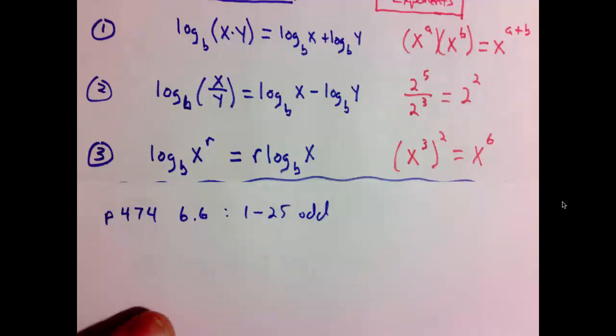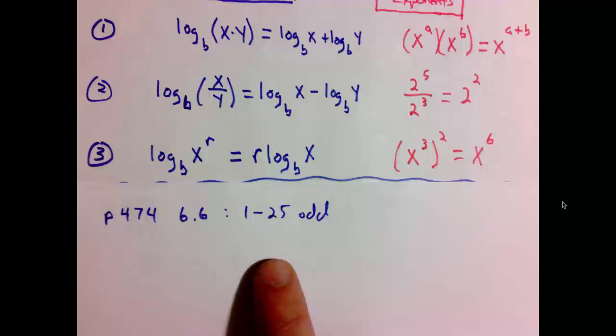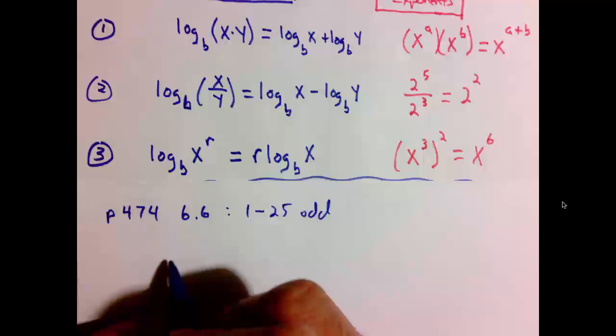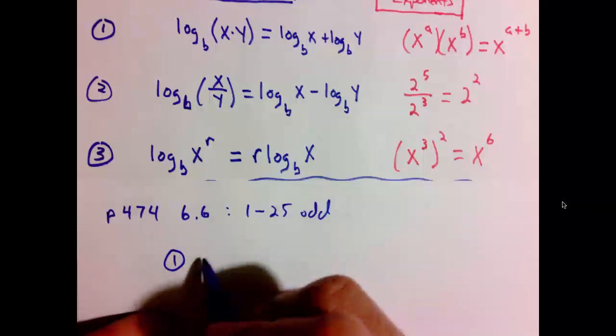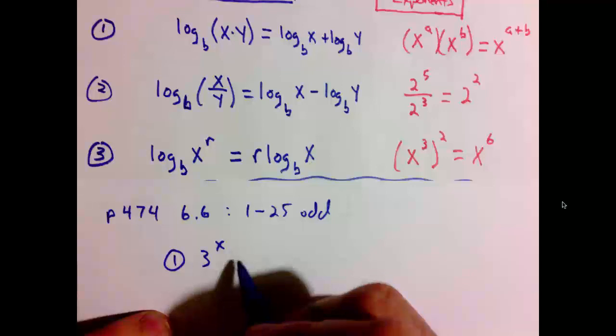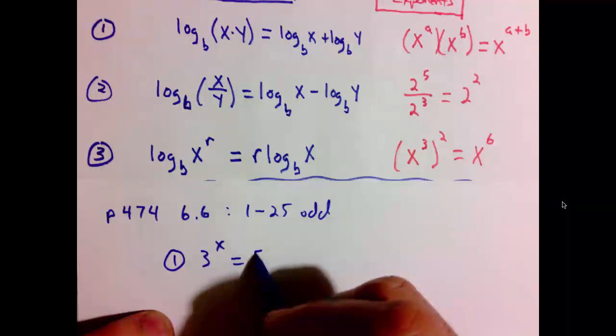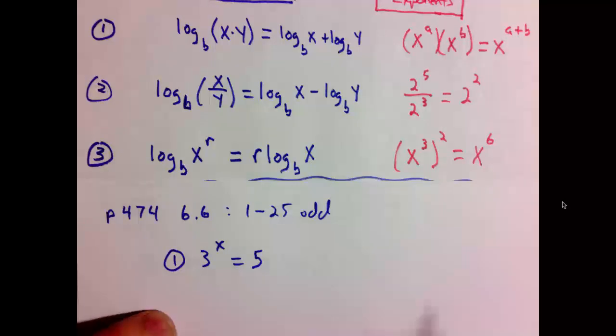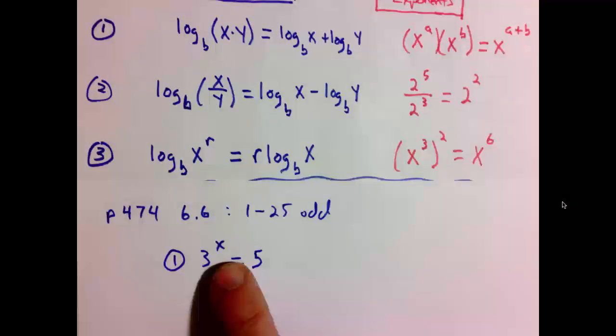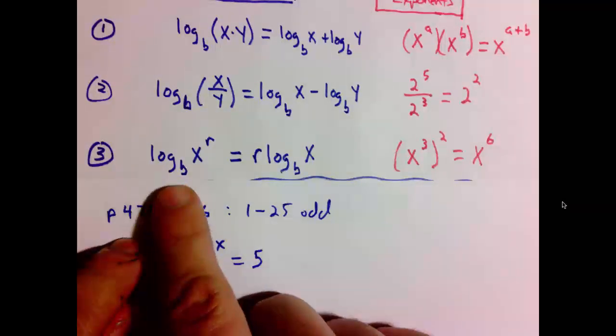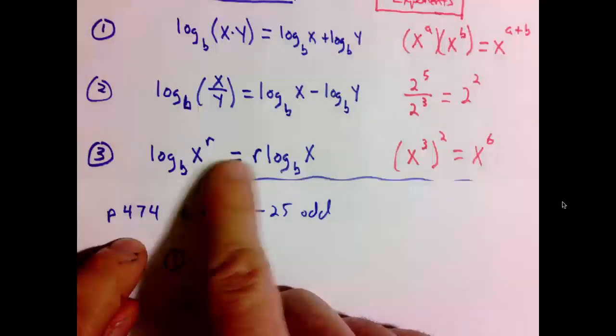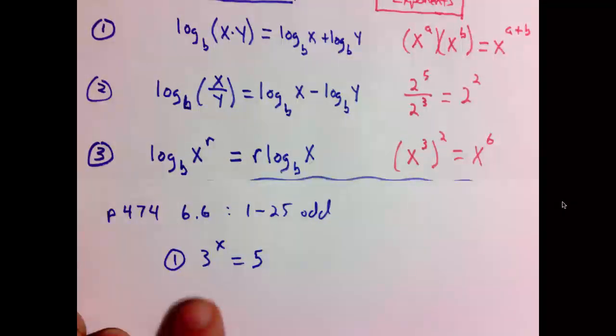Alright, we're looking at page 474. We're going to be doing 1 through 25 odd. Okay, problem number 1 gives us the equation 3 to the power of x is equal to 5. Alright, what we're going to employ in this one, and very often when we're dealing with some kind of exponential function, is this idea that if we take the log of something to a power, we will simply write the exponent in front. So I'm going to take the log of both sides of this equation.